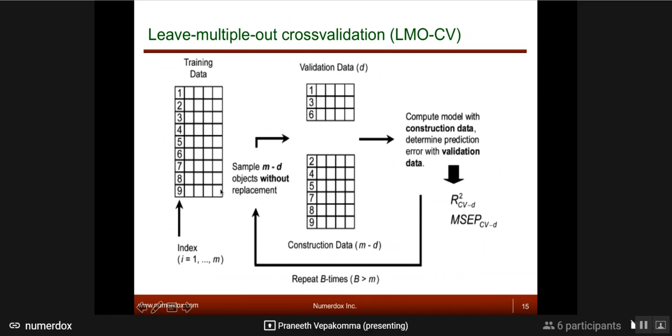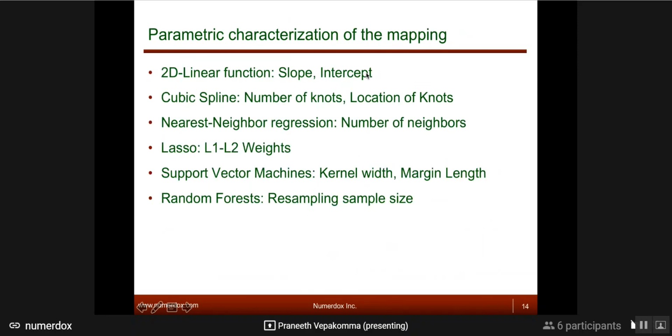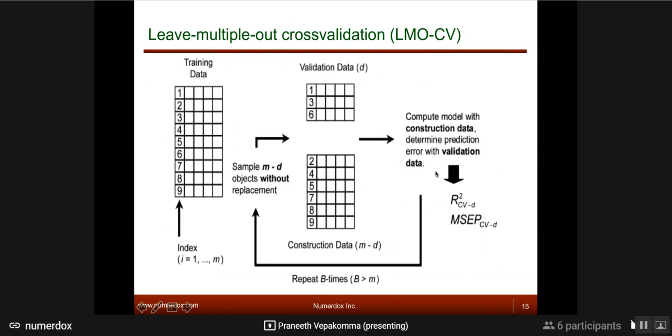So that way you can evaluate. Now you can do this for every single choice of parameter. If you want to fit support vector machines, it has some 2 parameters. You can try all possibilities of parameters by this process and see which choice of parameters performs the best on the validation set. But you don't do this once.